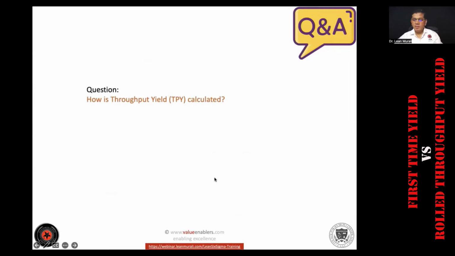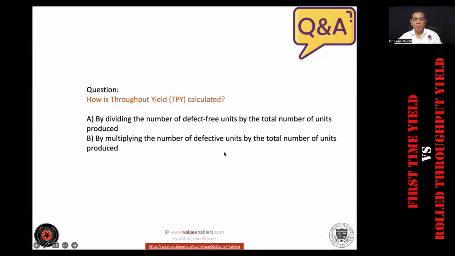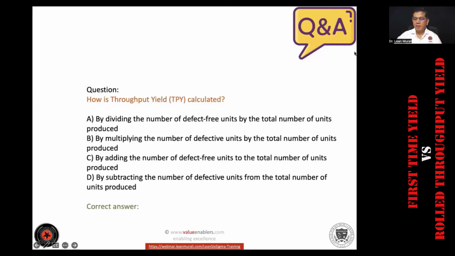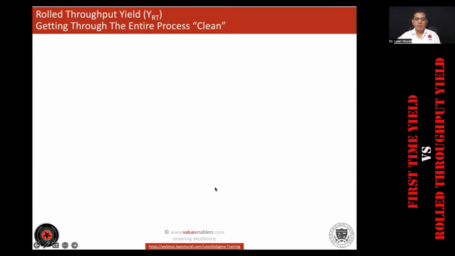Okay. One more question on throughput. How is throughput yield calculated? By dividing the number of defect-free units by the total number of units. By multiplying the number of defective units by the total number of units. By adding the number of defect-free units to the total number of units. By subtracting. Now, this is also very easy to answer, right? Okay. By dividing the defect-free units by the total units.